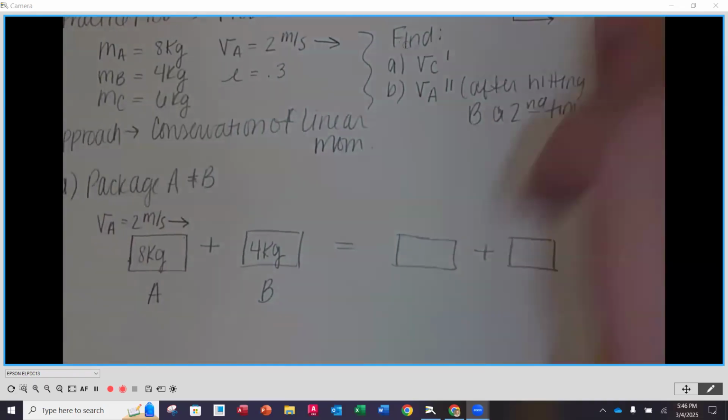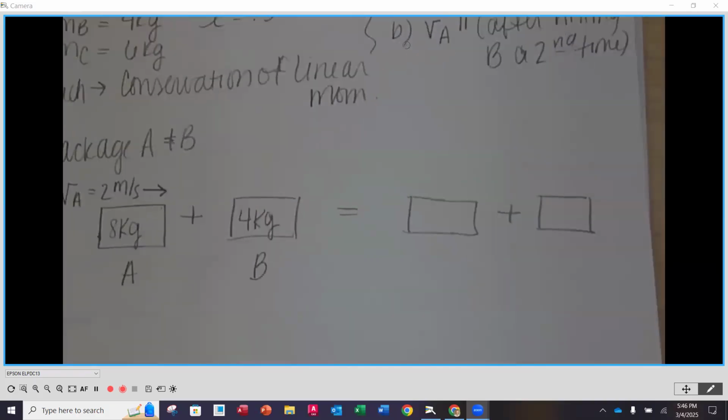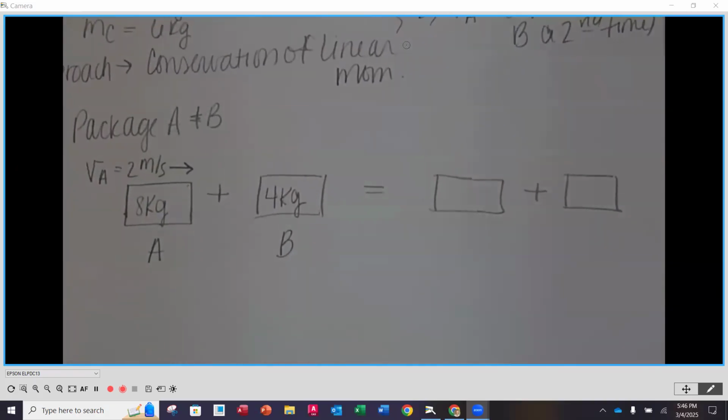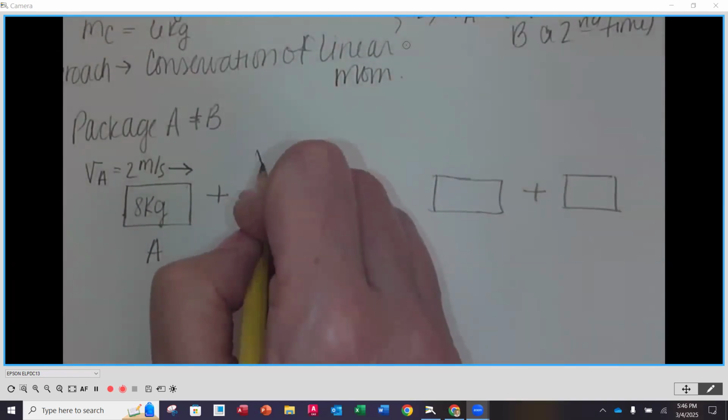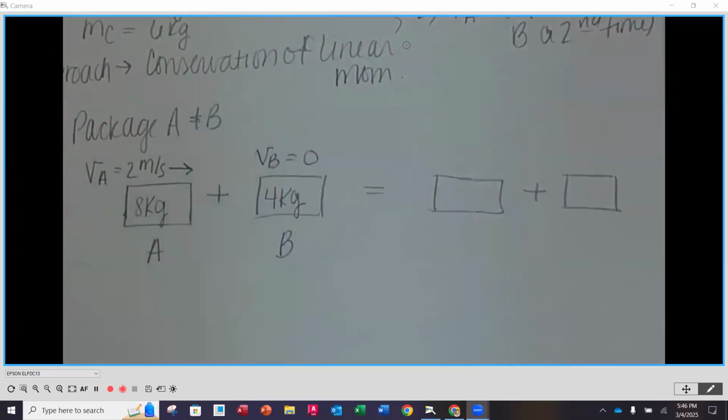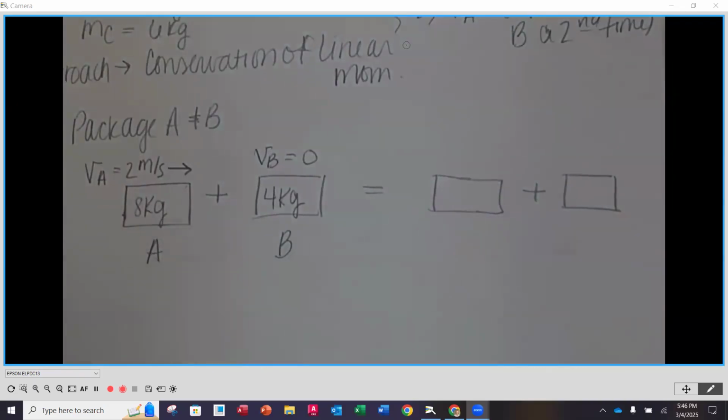Can you guys see that okay? Zoom in one more level. There we go, so it's big enough. Velocity B we know is at rest, so it is equal to 0. Again, the left-hand side is the before, equal to the after. We're conserving the momentum. However much momentum we have in total before the collision has to equal whatever it is after.